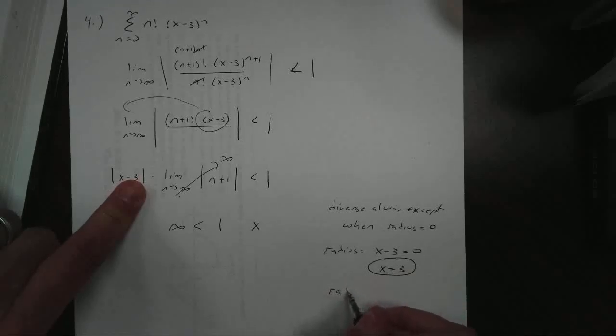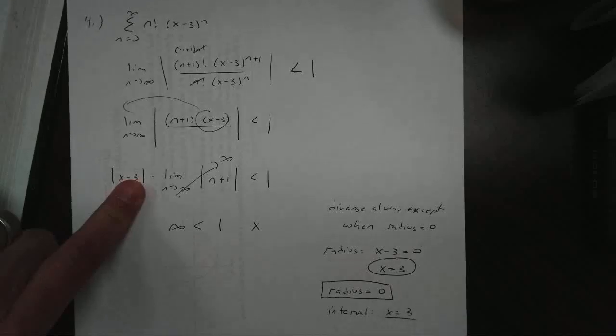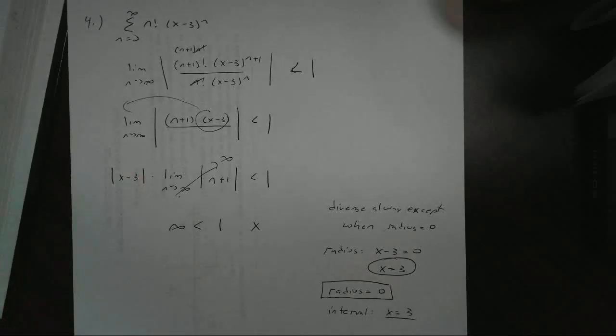So it does have a radius. It's 0. It even has an interval. It's not a small one, a real small one. X equals 3. So there you go. This is interval and radius of convergence, one of the more challenging things, but you know, this is on the AP test. You do want to practice these, okay?